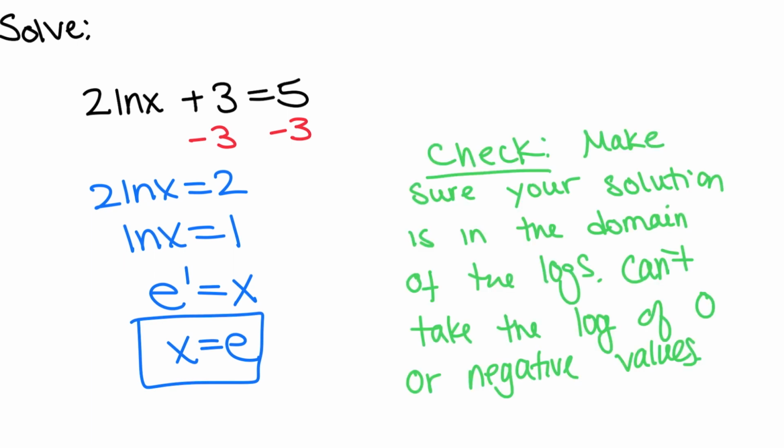Now, when we're solving equations with logarithms, in addition to solving, we actually have to check our solutions. And really, all we have to check is that the solutions we get satisfy the domain of the logarithmic functions that we're working with. In other words, we can't take the log of 0, and we can't take the log of negative numbers. So if the solutions we get give us zeros or negatives inside the logs, then they don't work.